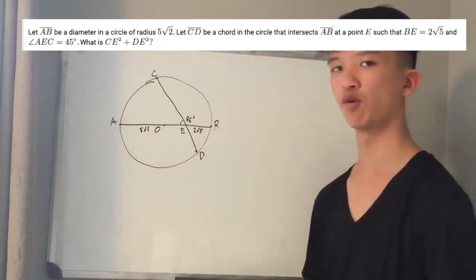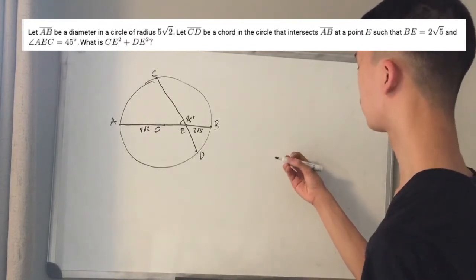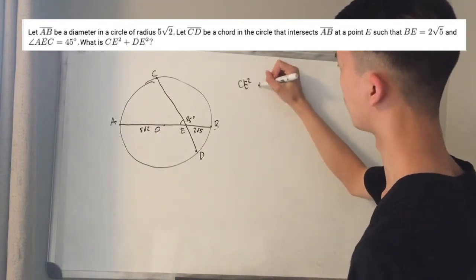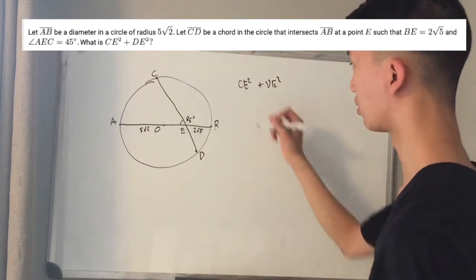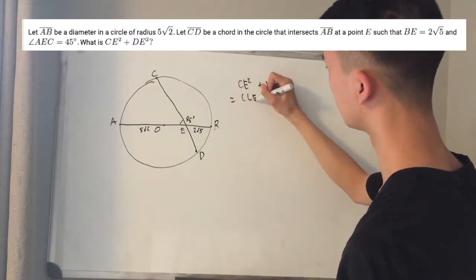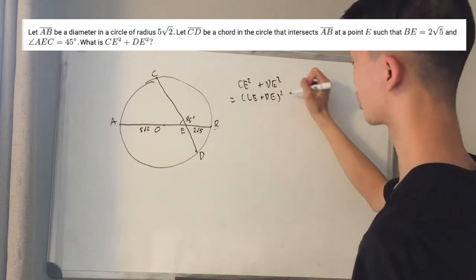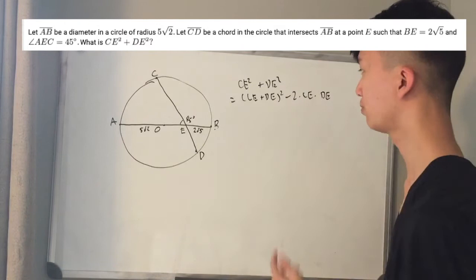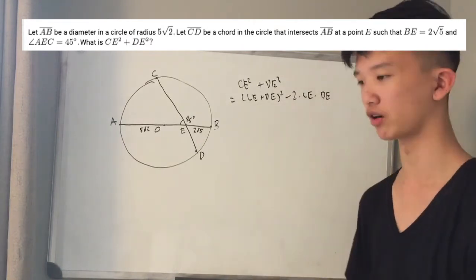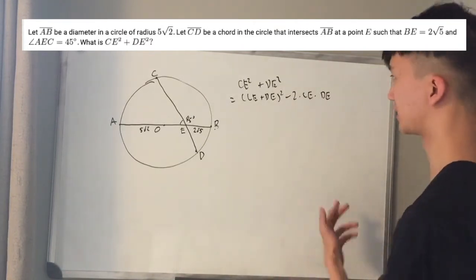So first, I want to point something out. The question is asking for CE squared plus DE squared. Now, CE squared plus DE squared is equal to CE plus DE all squared minus 2 times CE times DE. This can be shown by expanding CE plus DE squared. So first, let's actually solve for CE times DE.